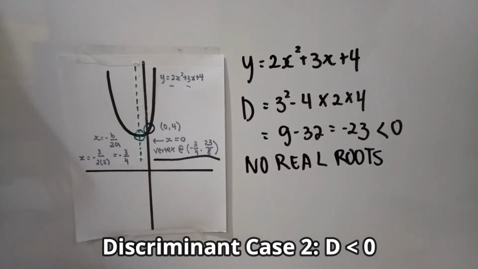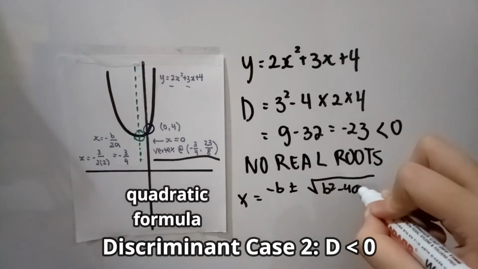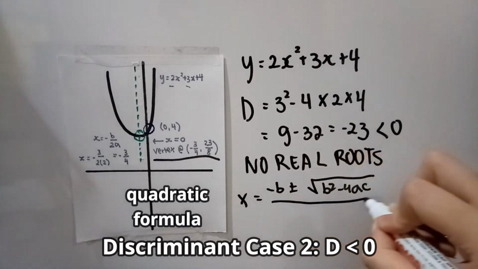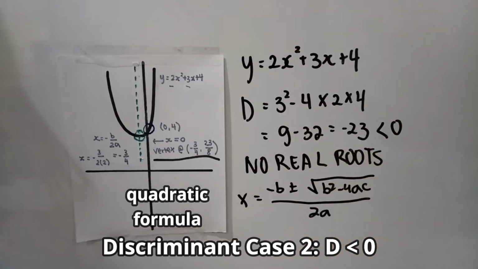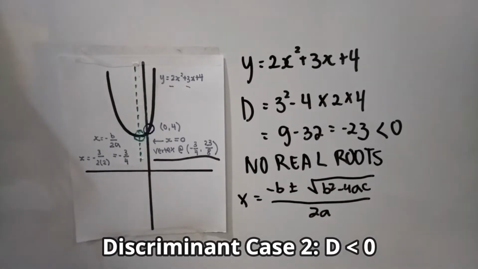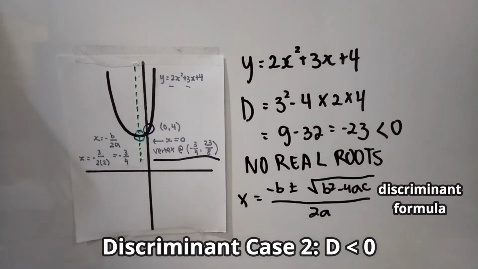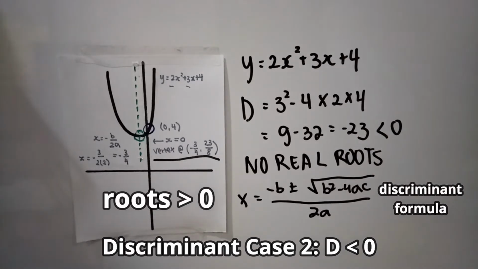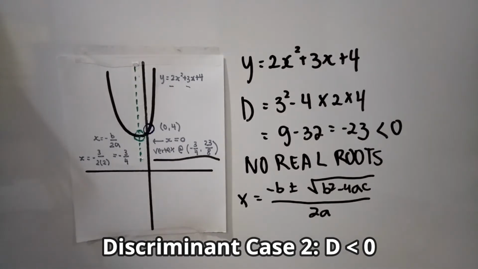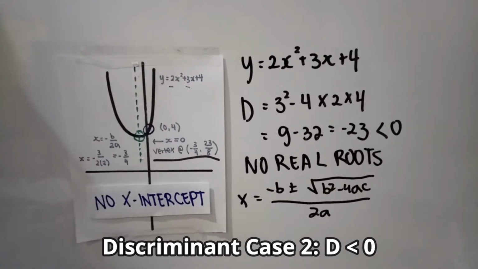This means that the function has no real roots and doesn't have an x-intercept. If you remember the quadratic formula, x equals minus b plus or minus the square root of b squared minus 4ac, over 2a, you'll notice that the part under the square root is the discriminant formula. We also know that square roots of negative numbers are not real, thus if it is negative, then the x value when y equals 0 doesn't exist, leaving the function with no x-intercept.